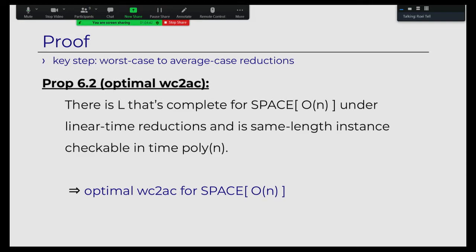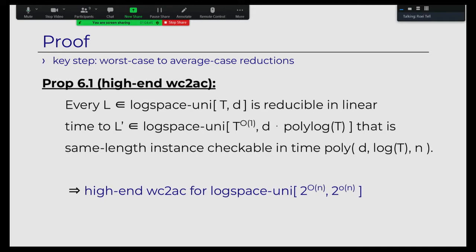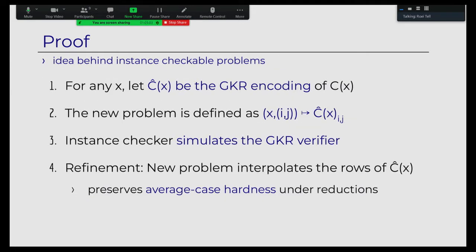We construct an instance checker. And same thing, we construct an instance checker for this class of log space uniform circuits of bounded depth, which again allows us to do worst case to average case reductions. I have about 4 minutes, so I'm going to skip the construction of the instance checker. It basically simulates the GKR verifier with a couple of new refinements. So it needs a couple more ideas, but at a high level it's just reducing to a language where the language reflects the encoding of the circuit that you saw before.